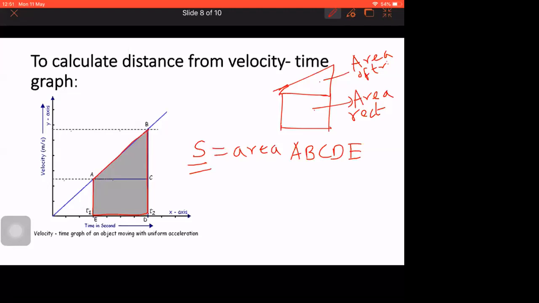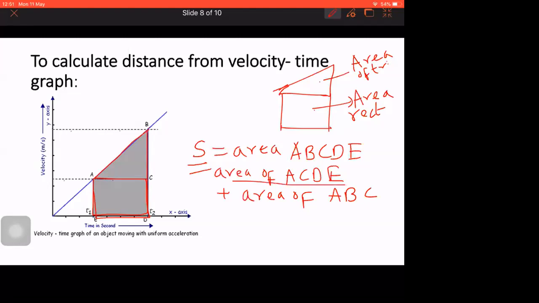Now I am dividing it into two portions. Area of rectangle. What is the rectangle here? Yes. A, C, D, E is my rectangle here. You can do the numbering or alphabets any way you wish. So can I say area of A, C, D, E, which is the rectangle, plus the area of the triangle here, ABC. Done.